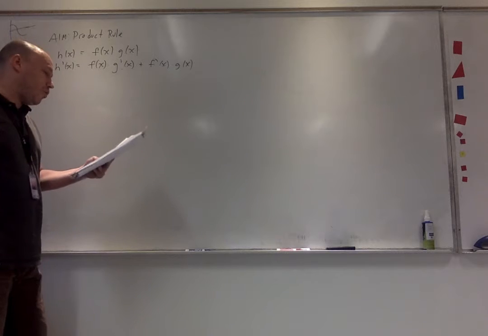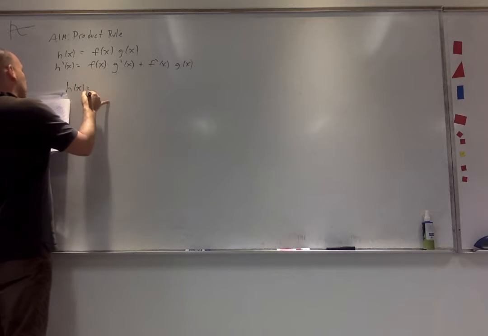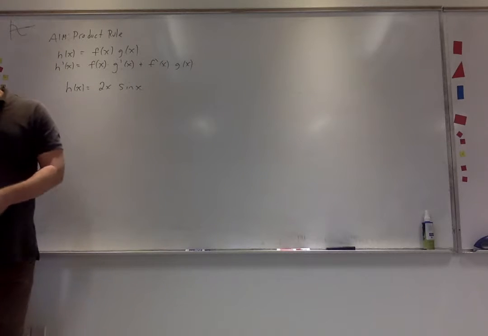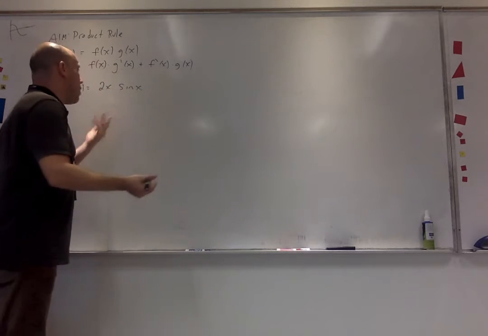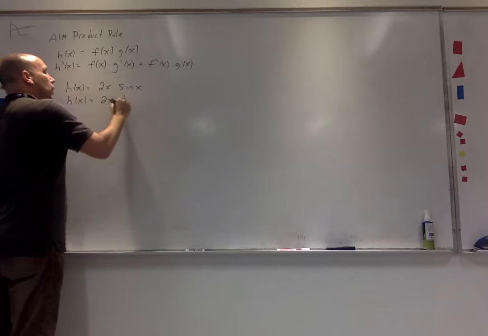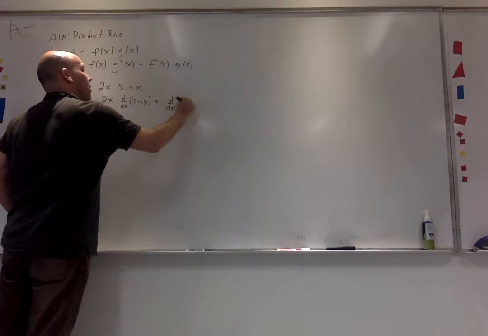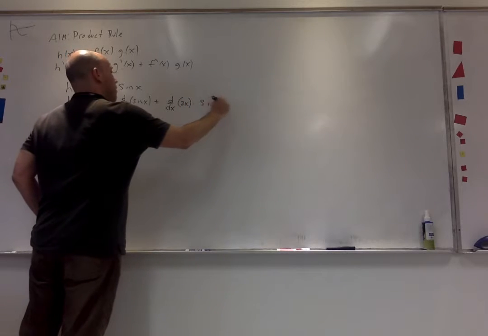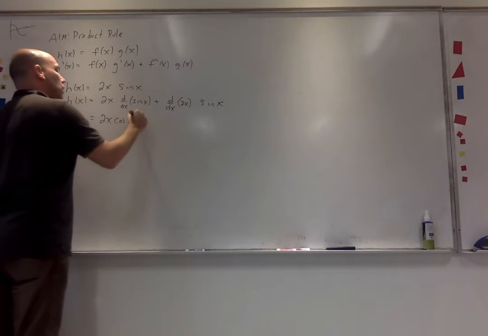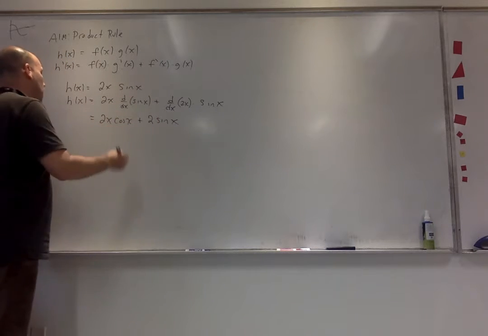So let's just do some examples. For example, let h of x equal 2x times sine of x. Once again, you have two functions. It's the product of two functions you know. So the derivative is equal to keep the first, the derivative of the second, plus the derivative of the first times keep the second. Final answer, 2x cos of x plus 2 sine of x. You don't need to do this. Yeah, good.